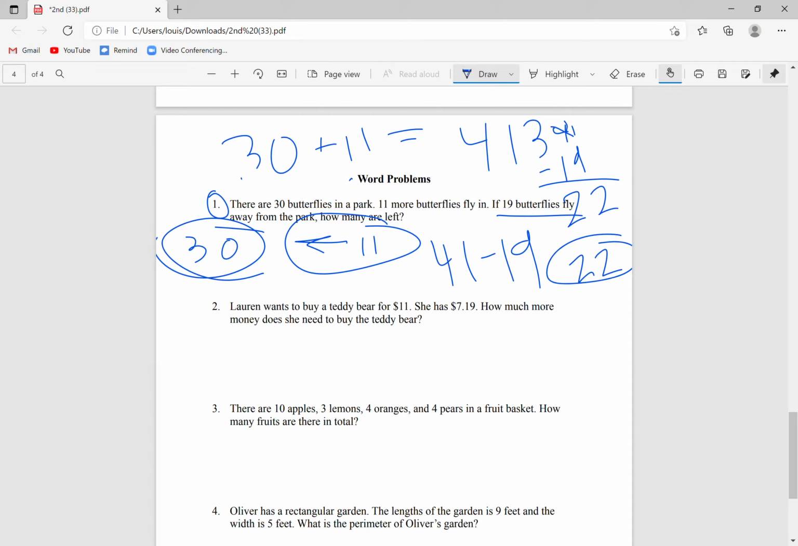It's also important to always read what the question is asking you. So 11 butterflies fly in. It wouldn't be 30 minus 19, because we know that there are 11 more butterflies that fly in.